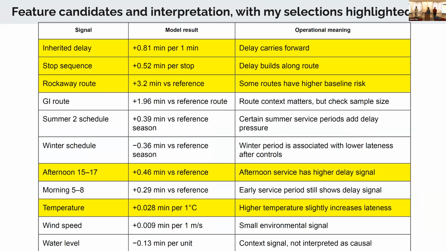This chart shows, I think, the top 10 or so predictors from our associative model. And you can see in the middle line the interpretation of them.